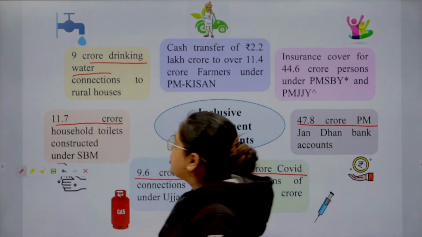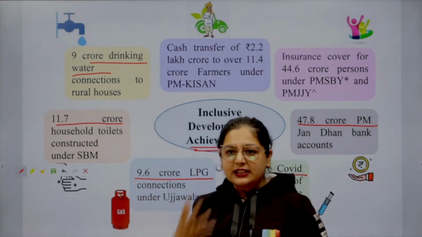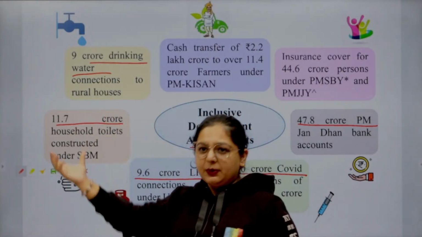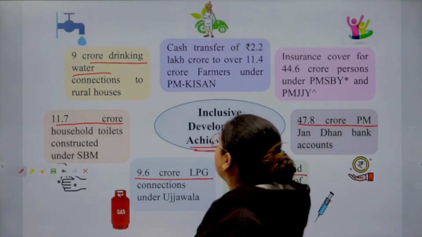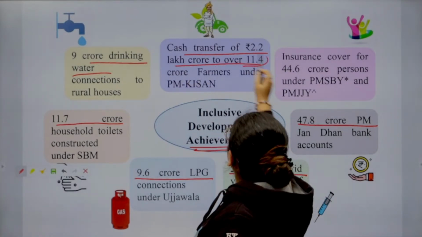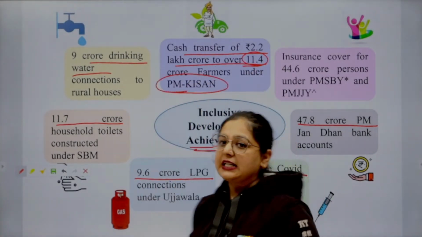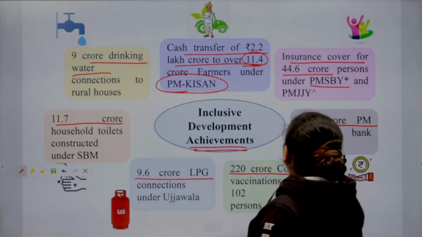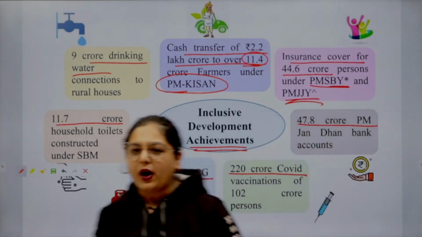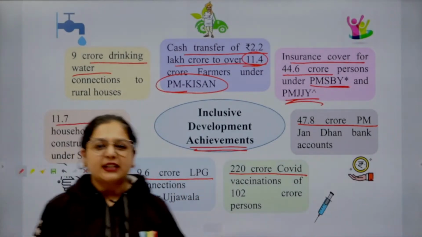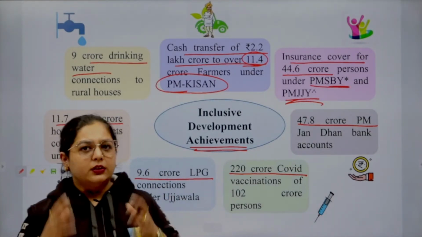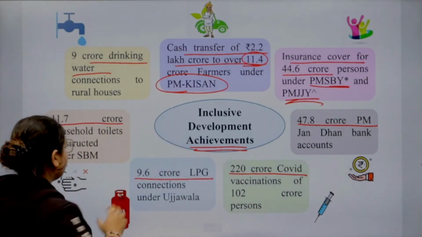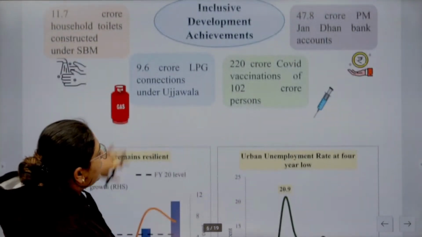9 crore drinking water connections to rural households. Again, this was a scheme, as you all know, to provide accessible and potable water to all household connections, right? Then cash transfer of 2.2 lakh crores to over 11.4 crore farmers under the Prime Minister Kisan scheme, right? Then next, insurance cover for 44.6 crore persons under the PMSBY and PMJJY schemes. So under these schemes, insurance cover has been provided, bank accounts have been opened, and COVID vaccination is being provided. All these achievements have definitely given a boost to inclusive development so far.